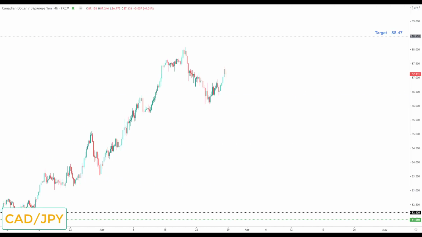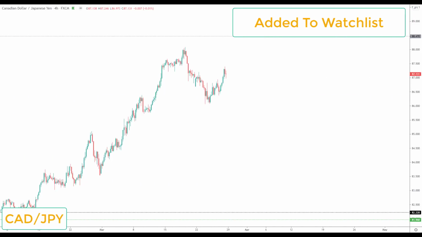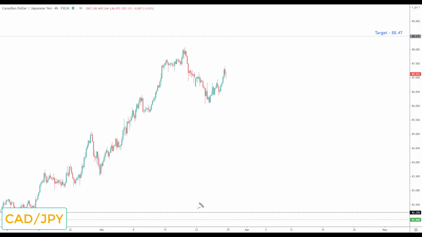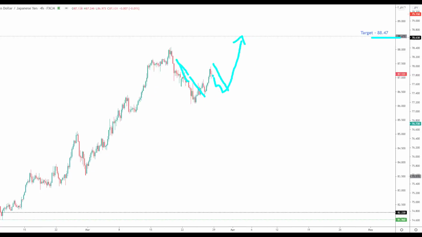Next is Cad Yen. This is a market that goes down on the high probability watch list. I do like this market to the upside. All of this is one move to the upside, and we've started to break out of this correction now in Cad Yen. So any correction to the downside in this market will be viewed as an opportunity to look for bullish reversals up towards the next key of resistance to the upside and the target set at the 88.47.